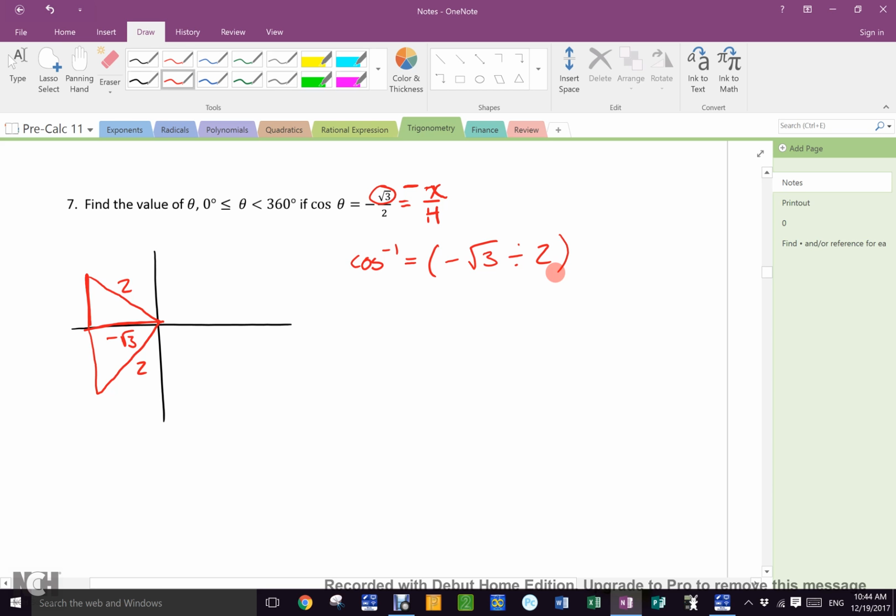Everybody's got a different calculator. I'm not going over how to do that. You're in the 11th grade. You should know how a calculator works. And when you get that shift cos, you're going to get a value. What is it going to give you?